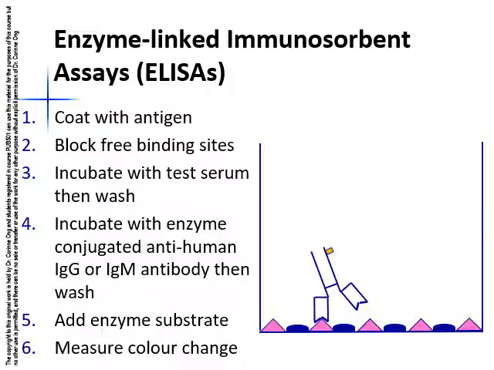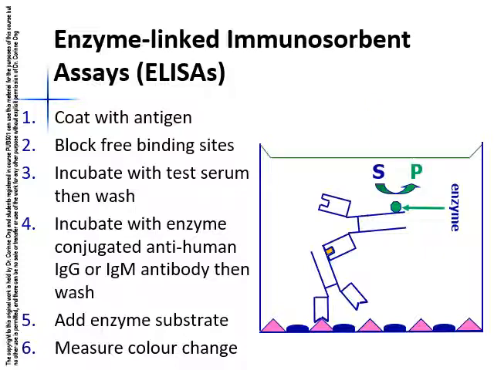After washing, in step 4, the second antibody, which is usually either anti-human IgG or anti-human IgM, is added and incubated for another hour at 37 degrees Celsius before another wash step is carried out to remove any unbound antibodies. These second antibodies are conjugated with enzyme that will result in a visible color change if the specific antibodies are present. In my animated diagram, we're looking for a green color as the positive result.